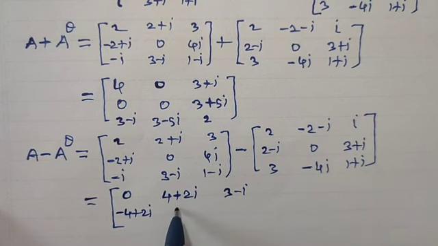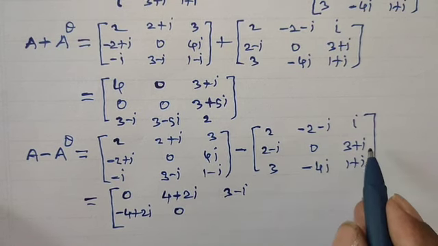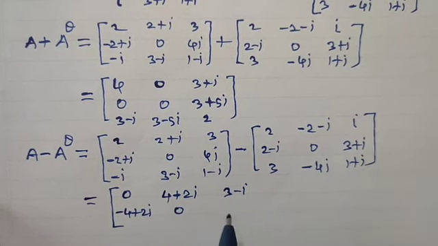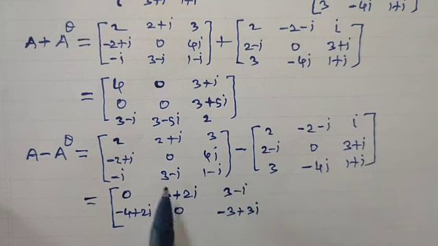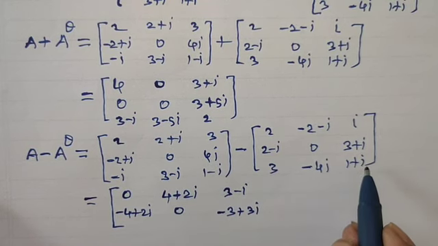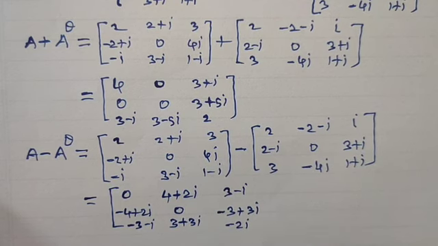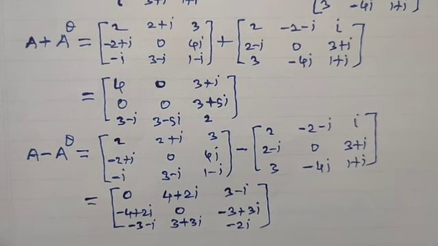Then 0, 0 minus 0, 0. 4i plus 3 plus i, that is equal to minus 3 minus i, that is equal to minus 3 plus 3i. Okay, then this minus this minus this, and this minus this, that gives minus 3 minus i, 3 plus 3i, and minus 2i. Okay, A minus A theta.